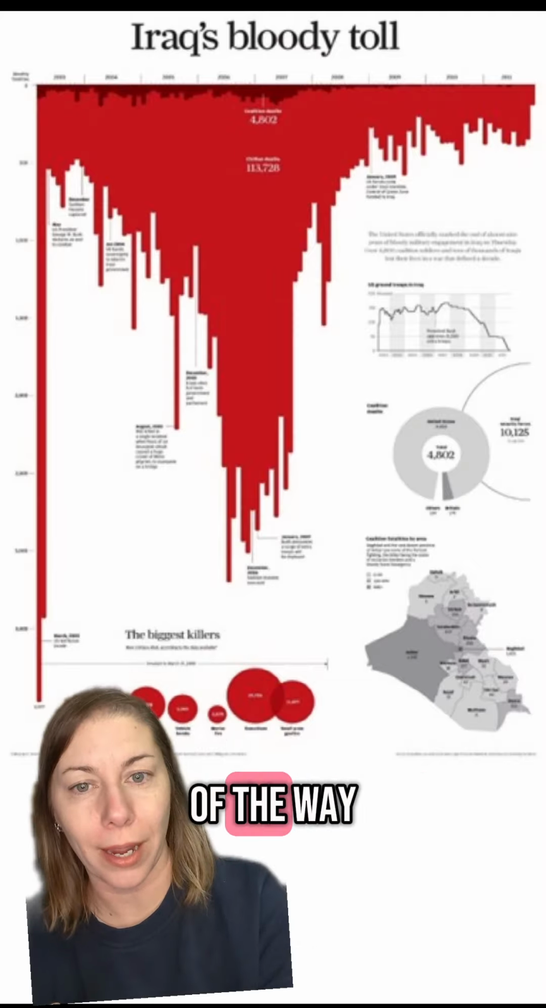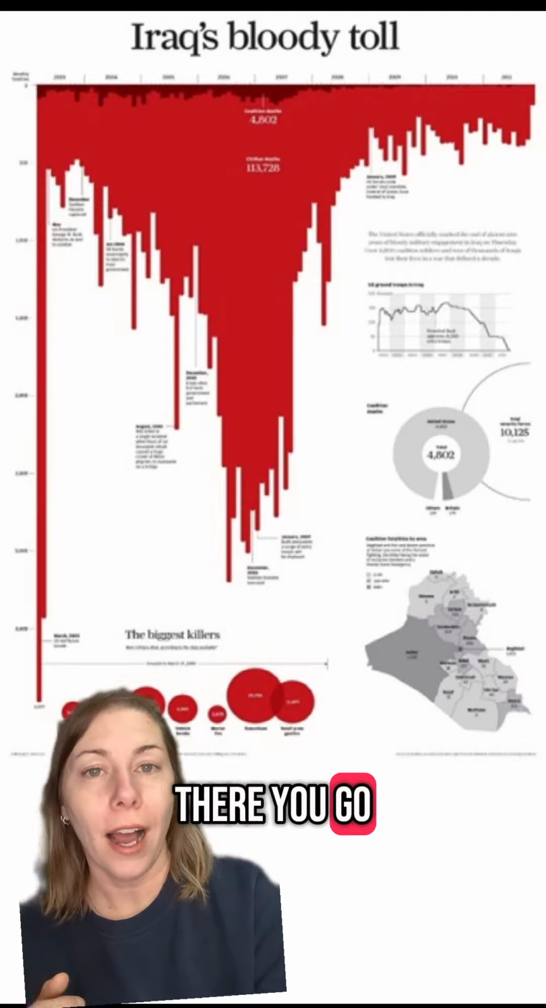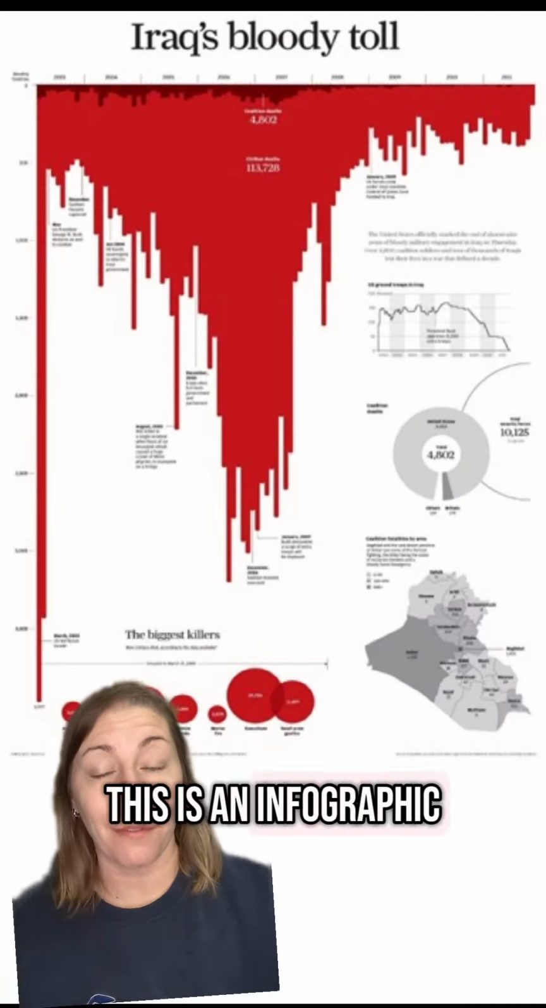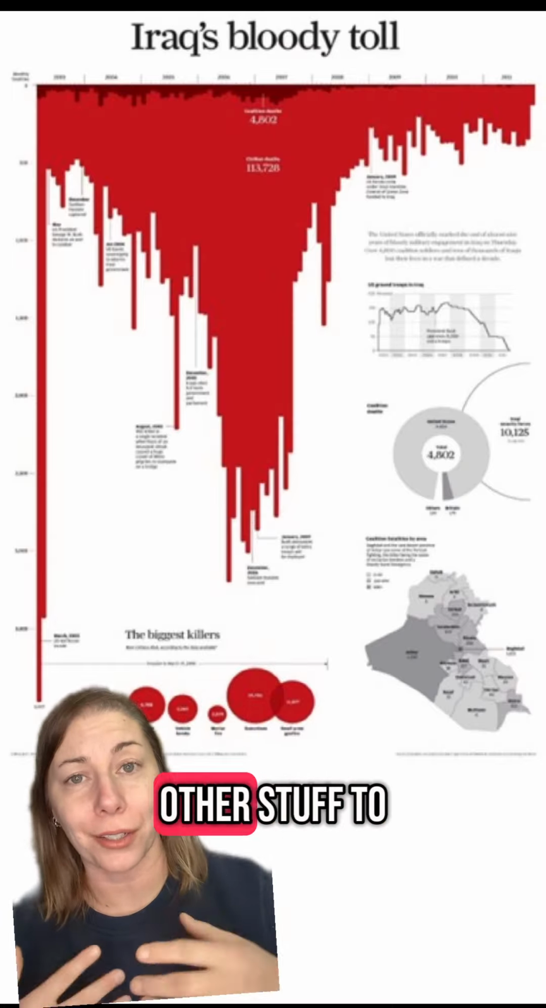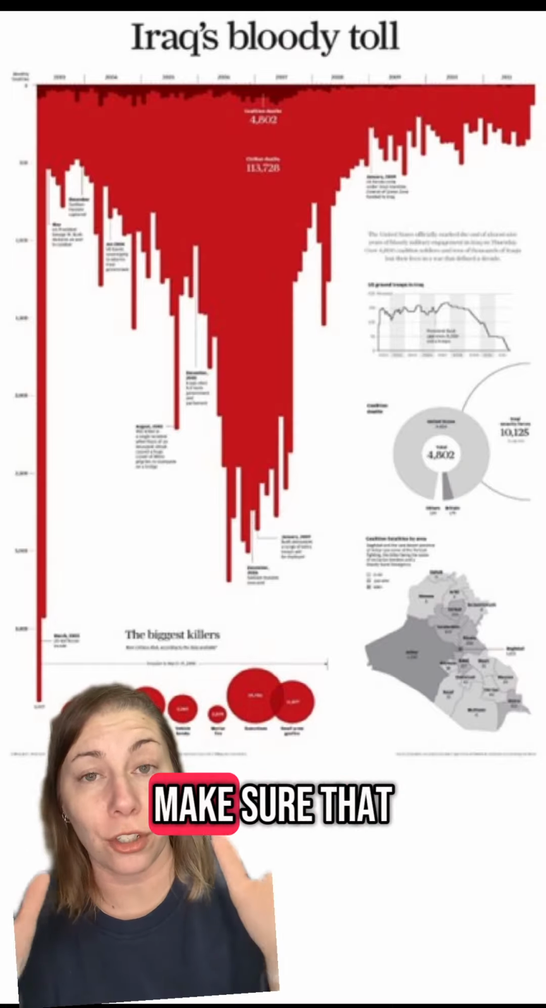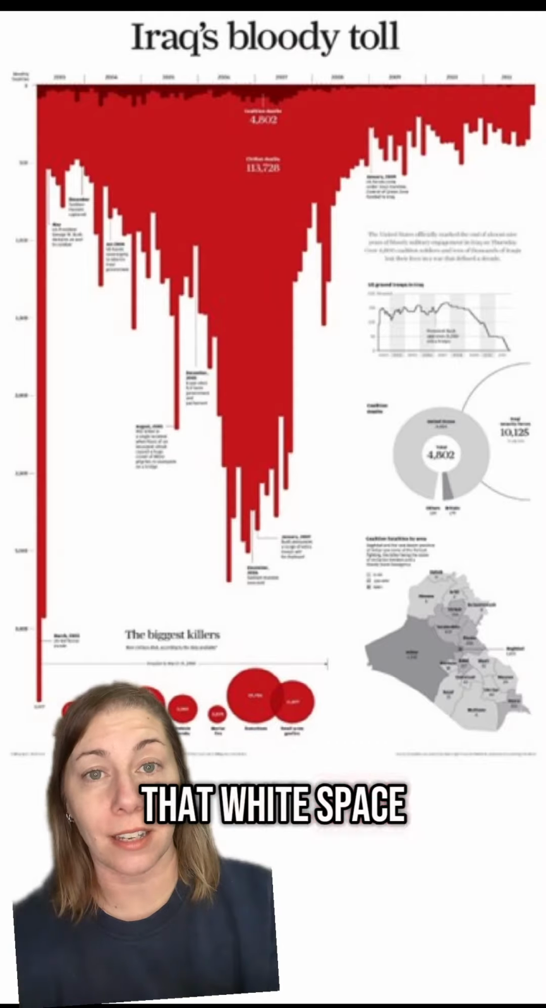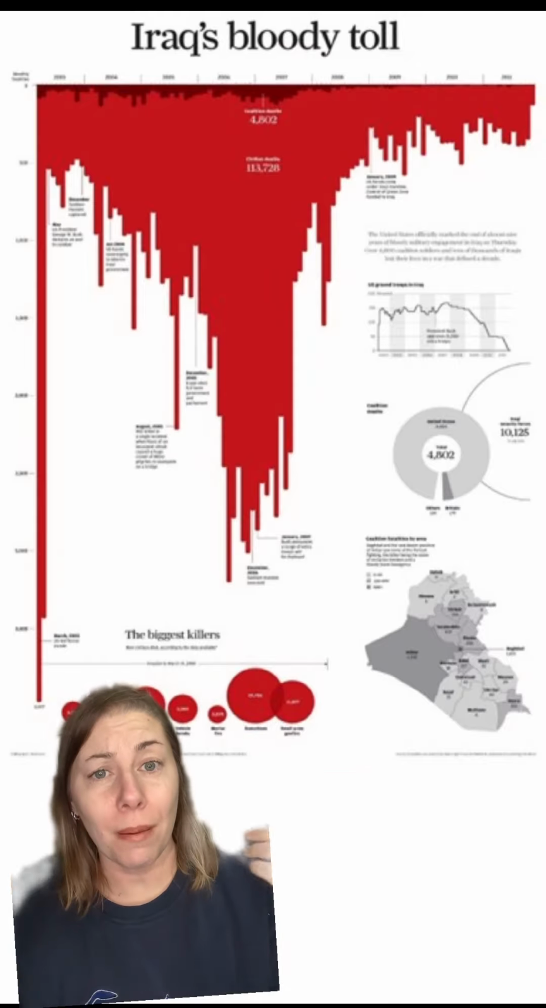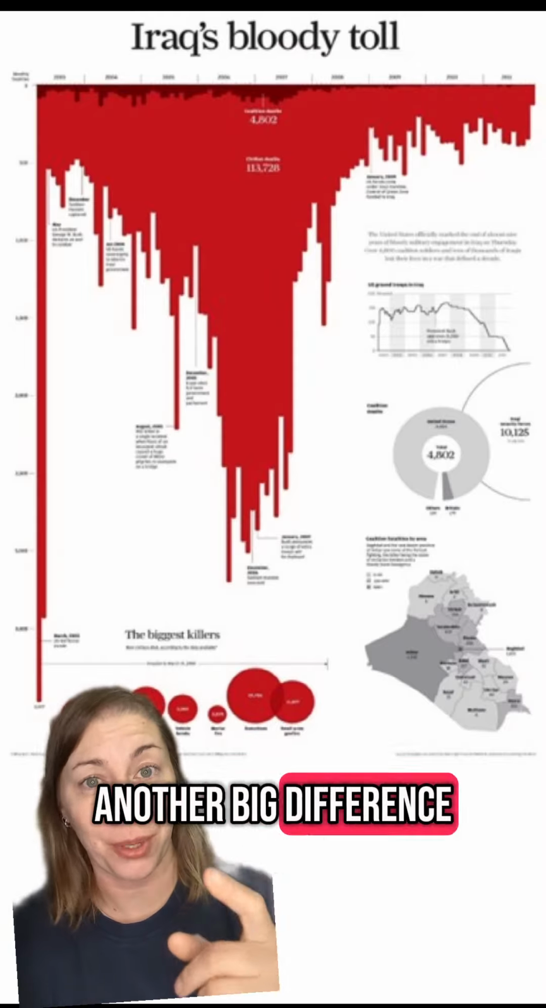Probably would help if I was out of the way. There you go. And part of the reason for that is that this is an infographic, so you have a lot more other stuff to kind of make sure that you're not seeing that white space as if it's what we're supposed to be reading. But also, there's another big difference between these two.